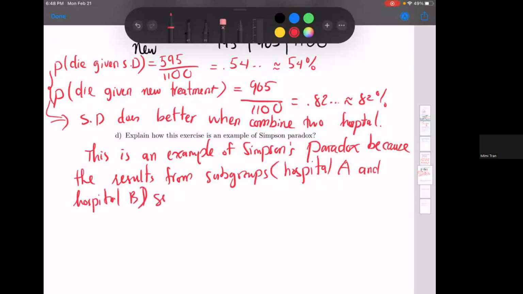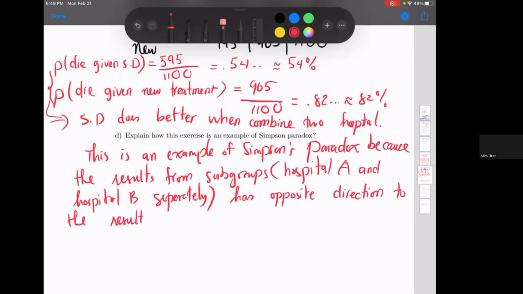Don't write this down separately. It's on your Moodle. The result of the subgroup has the opposite direction, or reverse, like Sean said, opposite direction to the result of the combined data.